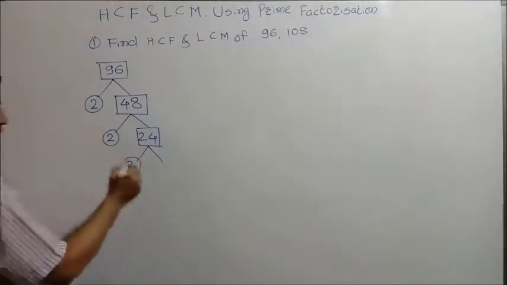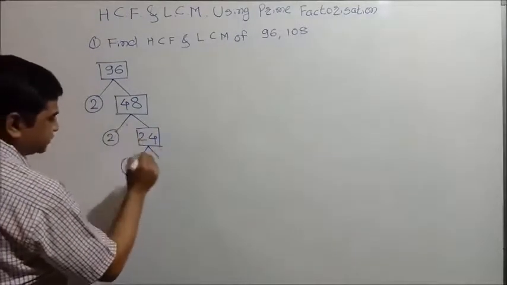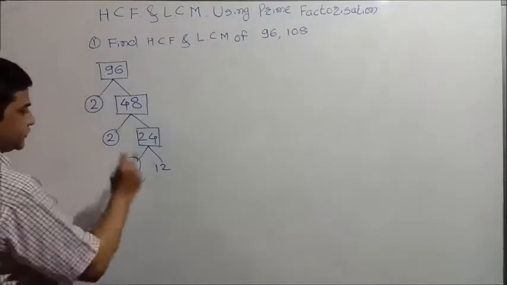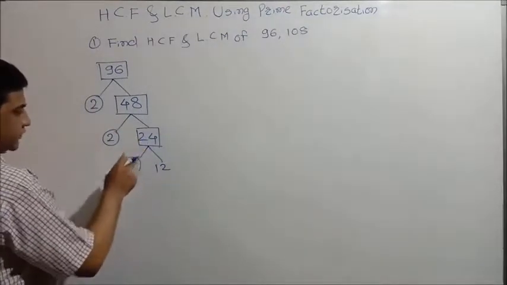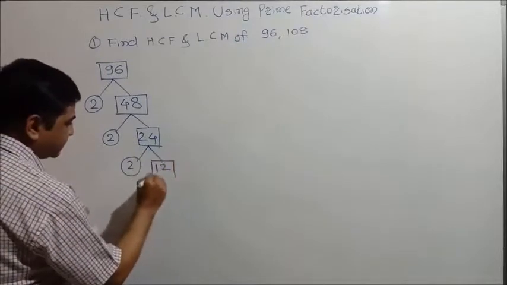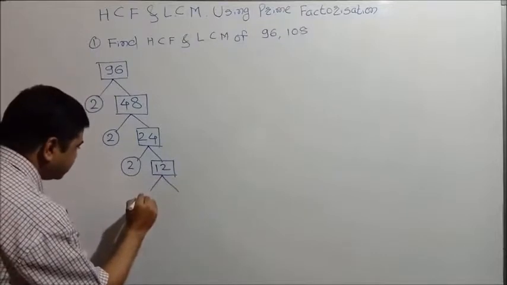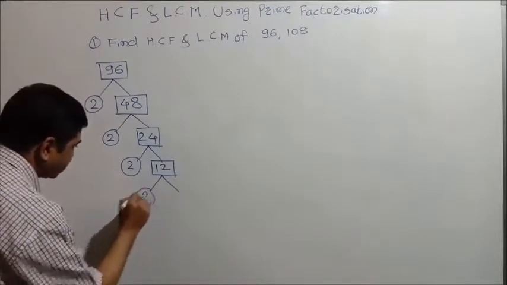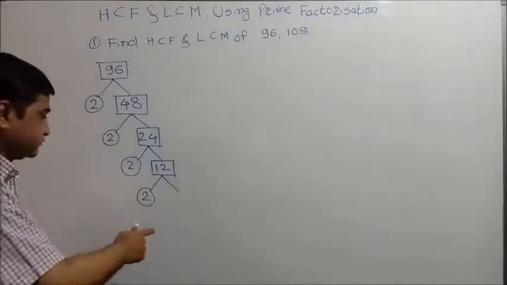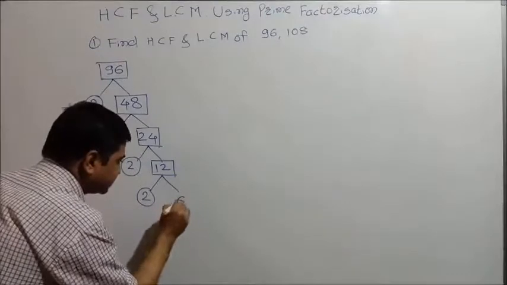So I get 12 2s are 24. So the next factor of 24 is 12. So one factor is 2, the next factor is 12. And 12 being a composite number, it's divisible by 2 as an even number. So I again divide it into two factors. Well, 6 2s are 12. So one factor is 2, another is 6.